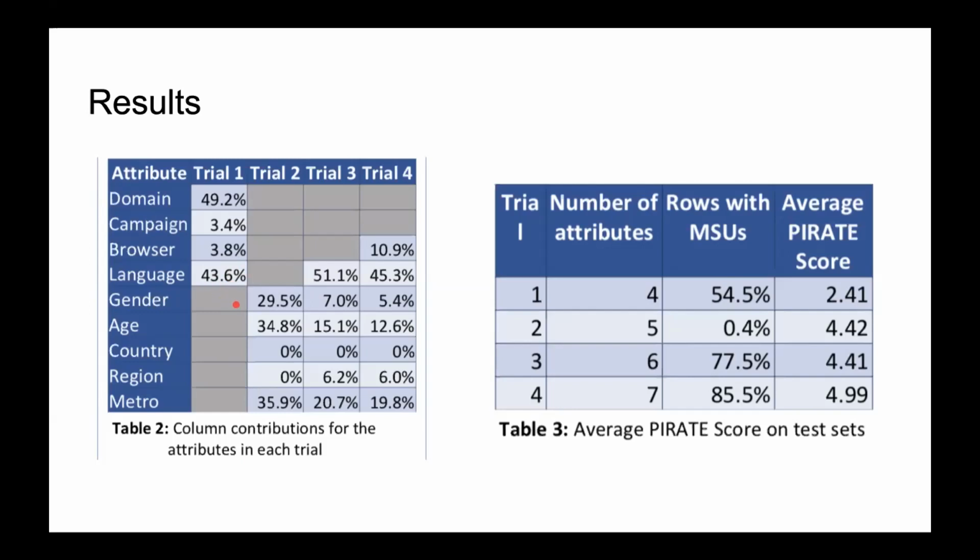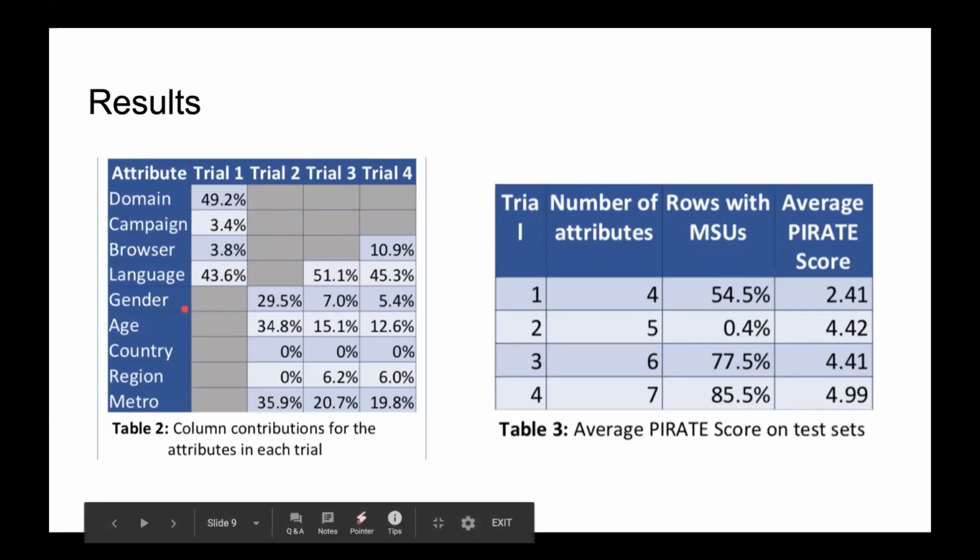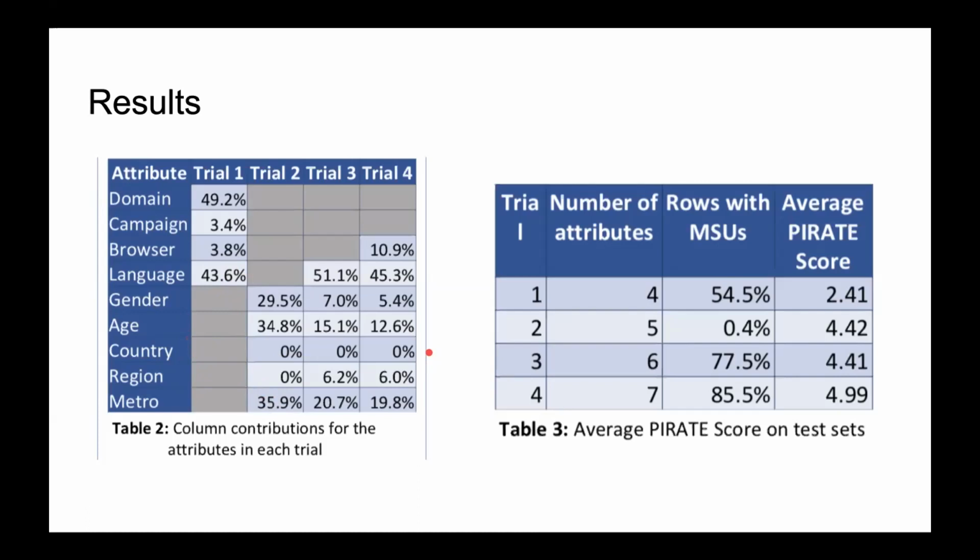Another set of experiments you can see that we conducted here was using gender, age, country, region, and metro. Country is always 0% identifying because its value was always USA. Region here was relatively more identifying between the second and third example. This was because as we increased the attributes, region could be combined with language and other attributes to identify more users in this data set.